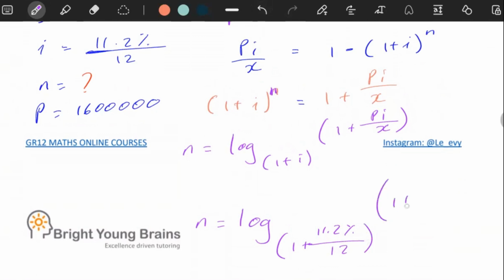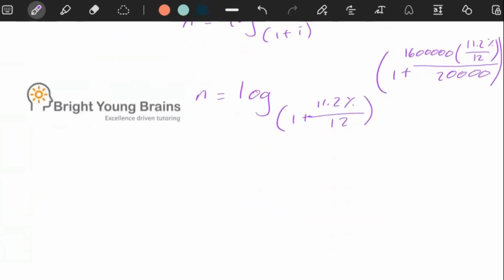So this x here is 20,000, and then the value of i is 11.2% over 12. And then, what do we have here? Remember, this is P. No, that's wrong. X is 20,000, I mean. P is 1,600,000. So again, concentration is important. This here over 20,000. So in your calculator, the way you put this is actually not difficult at all. You just have to be alert.